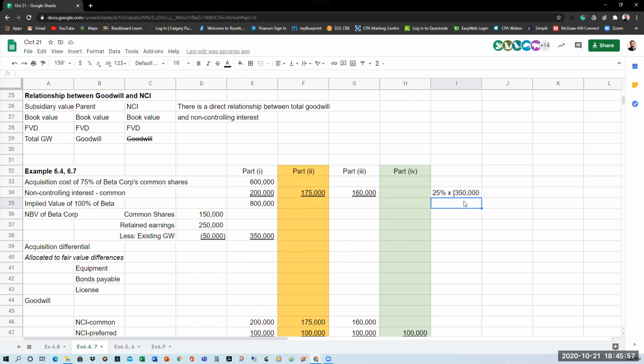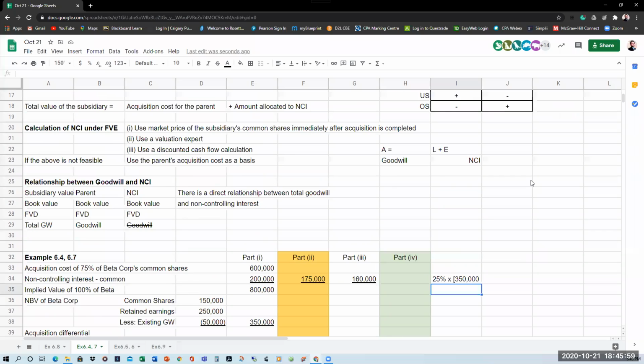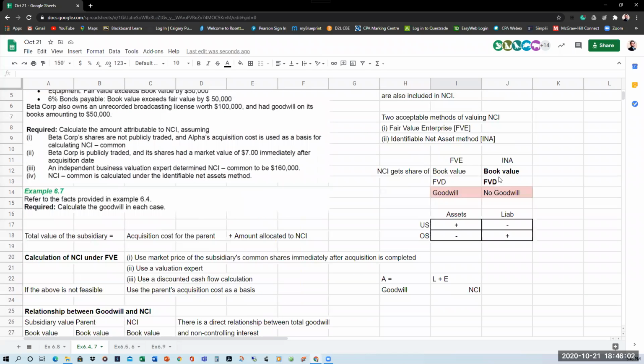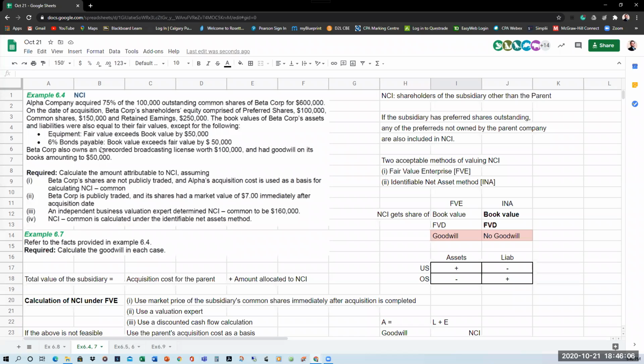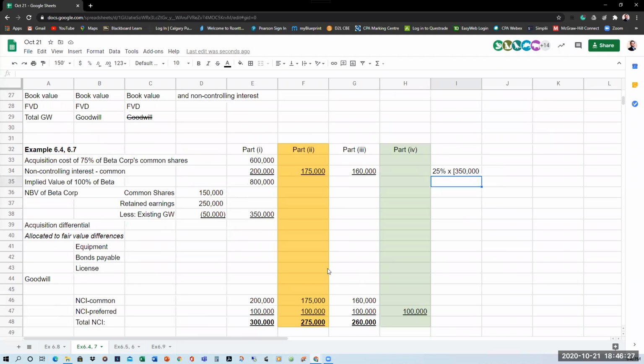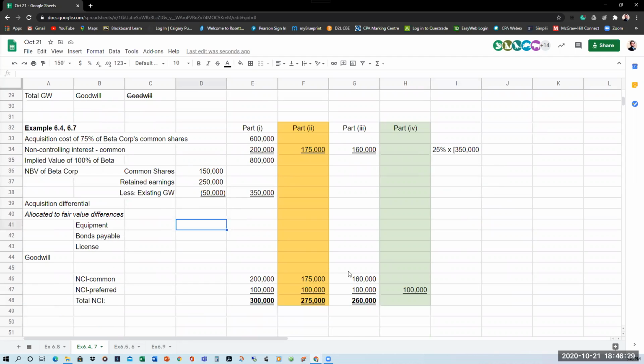They will also get 25% of the fair value differences. And if you look at the information here, we have fair value differences for the equipment, the bonds payable, and the license. The equipment is understated by 50,000. Fair value is more than book value. Understated assets, the difference is a positive. So equipment, $50,000.